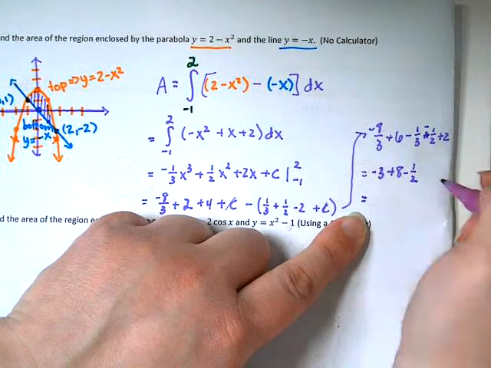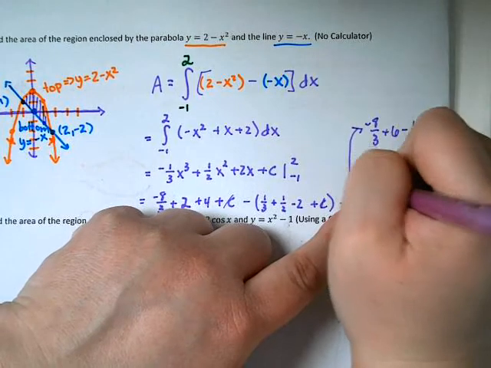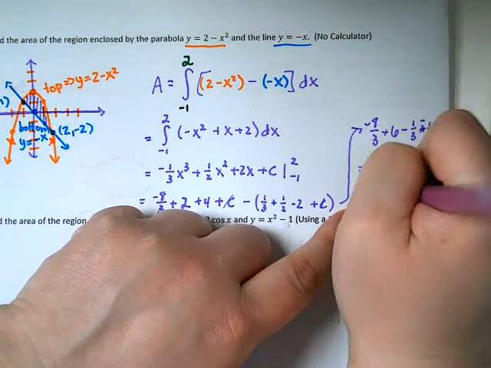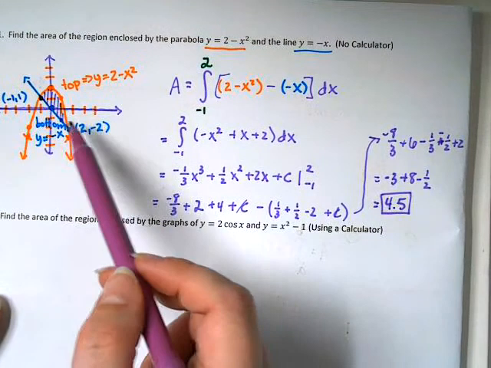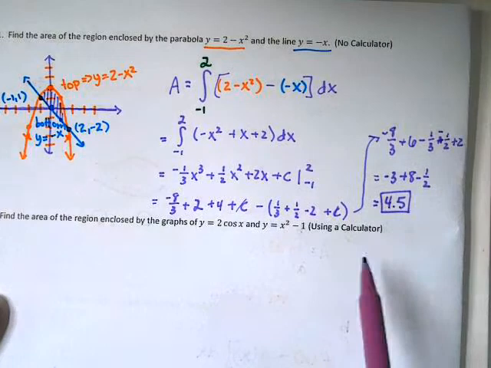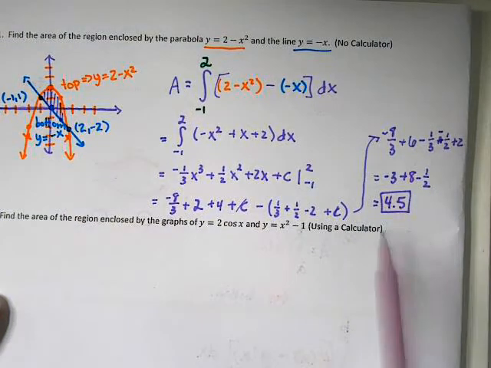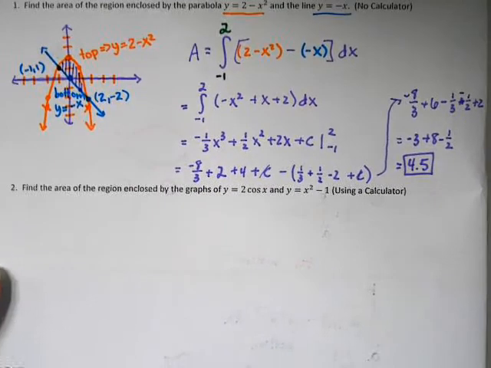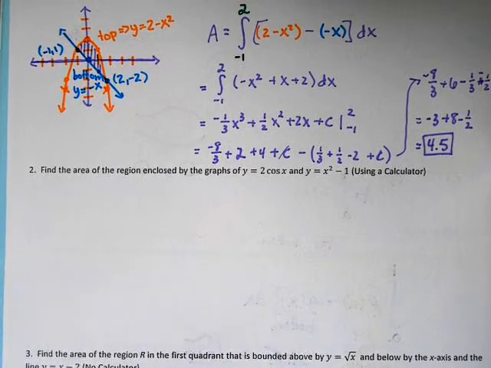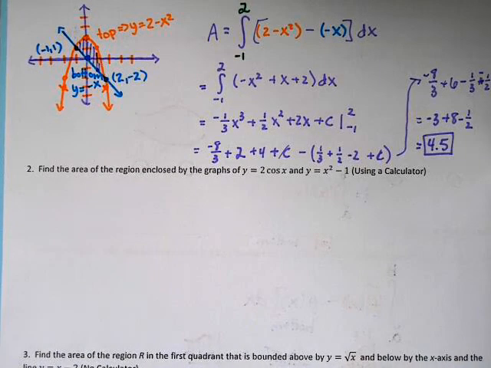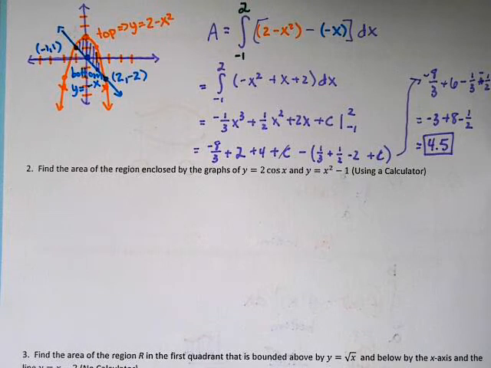And so we get 5 minus 1/2, which is really 4.5. And so the area trapped between these two curves is 4.5. All right, we're going to do one more, and this is a calculator question. So I'm going to show you a little bit about how to use your calculator to do this type of thing. And I'm going to show you a shortcut.